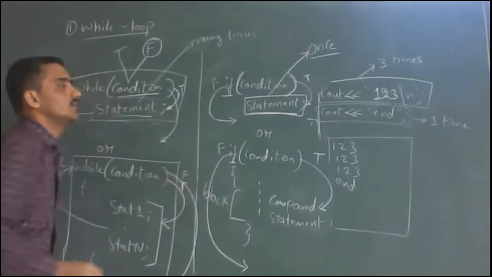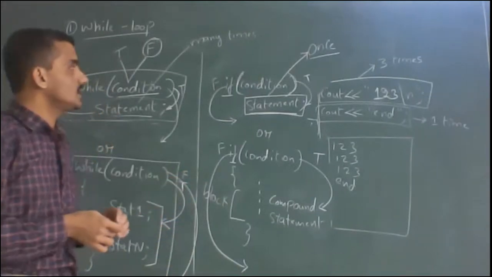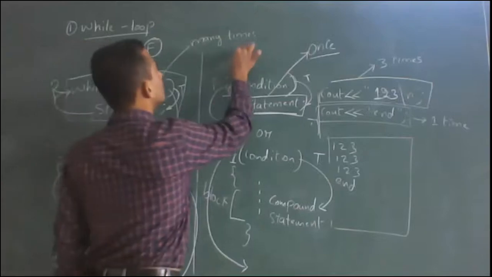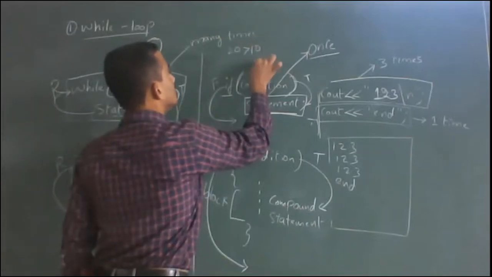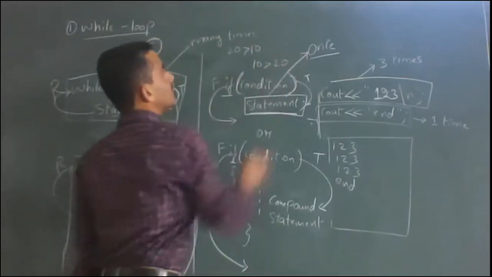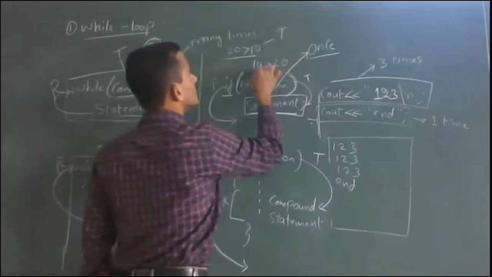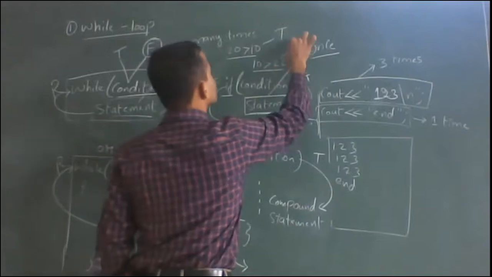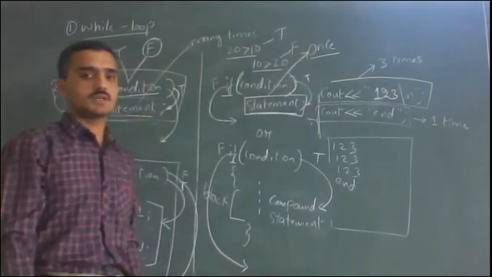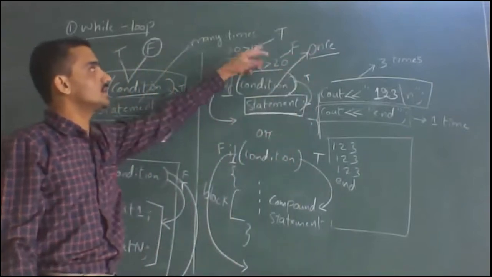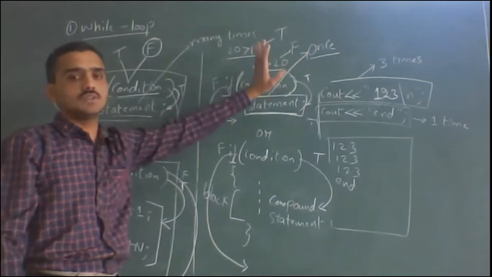So here we get a question. Suppose I say 20 greater than 10, or 10 greater than 20. In case of 20 greater than 10, the condition is true. In case of 10 greater than 20, the condition is false. Do people agree? 20 greater than 10, the condition is true; 10 greater than 20, the condition is false.